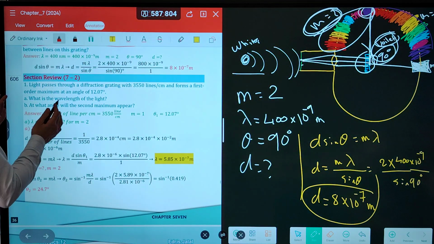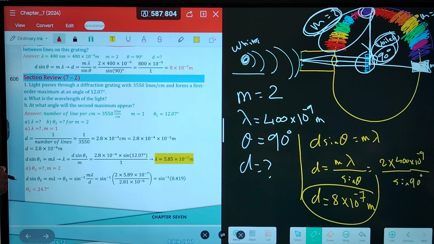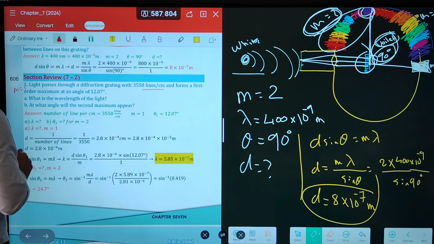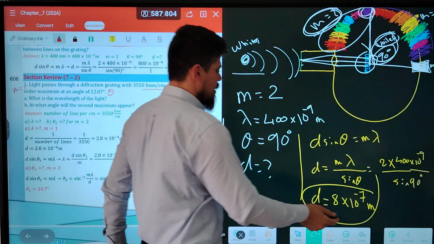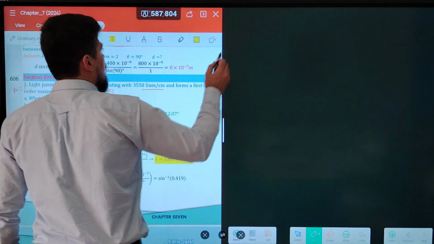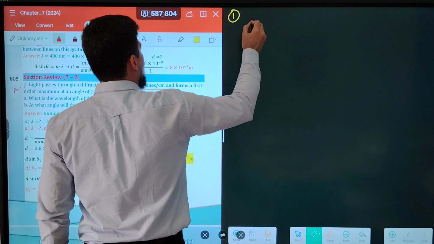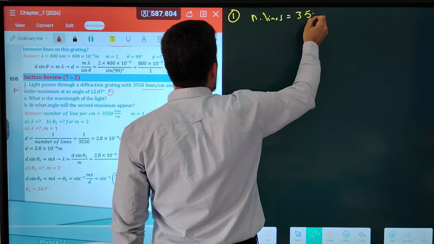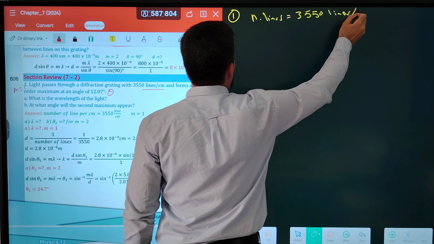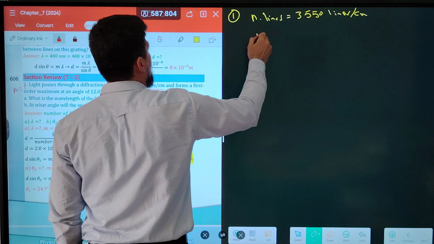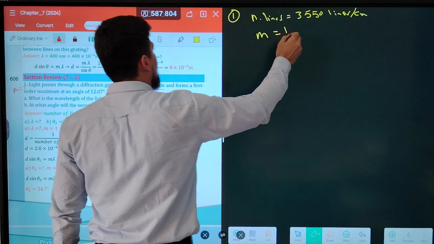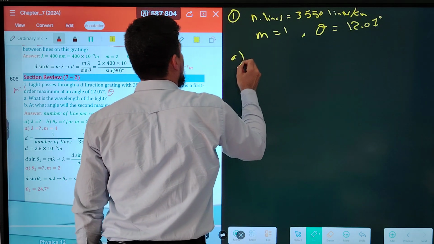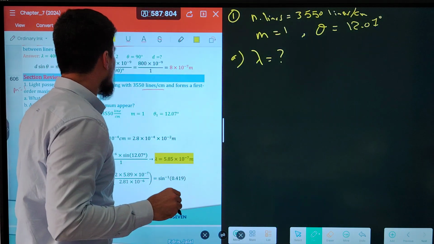Now we're going to solve the questions of the section review. Light passes through a diffraction grating with 3,550 lines per centimeter and forms the first order, m is equal to 1, at this angle theta. What is the wavelength of this light? Question 1. Number of lines is equal to 3,550 lines per centimeter. First order, m is equal to 1. Angle theta is equal to 12.07 degrees. A, what is unknown? Wavelength. What is the wavelength of this light?